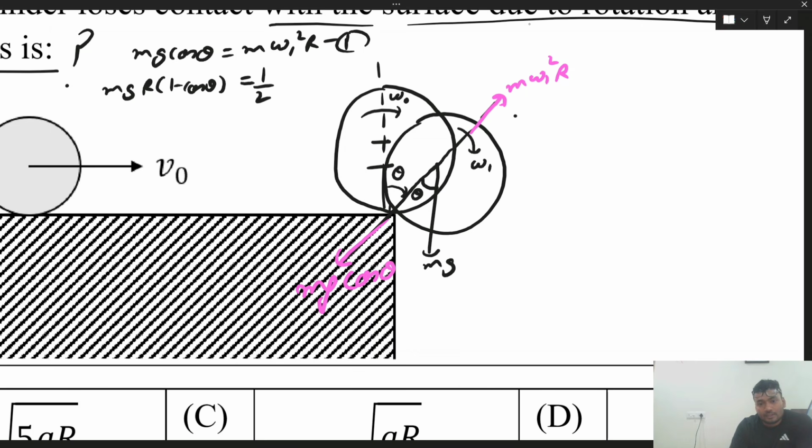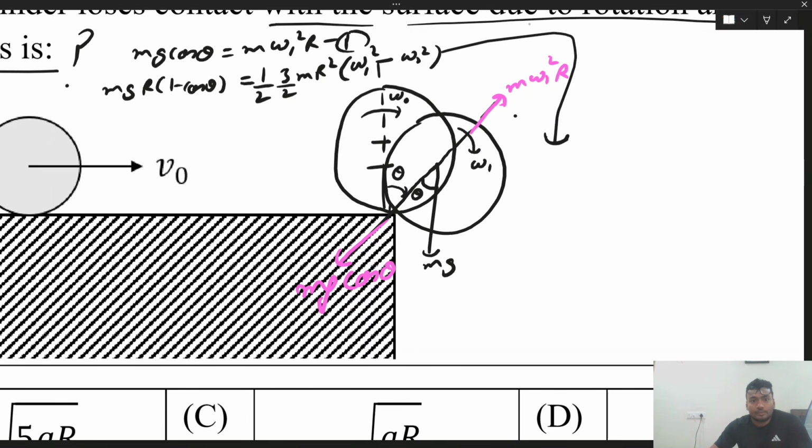So beta, about this point of contact, it is 3 by 2 mr square, and how do we write the change in kinetic energy? So it's like a fall, so you can write it as the change: omega 1 square minus omega naught square, correct? Okay, so this is the change in rotational kinetic energy. Now if you simplify this, let's see this equation. I'm going to solve it here.